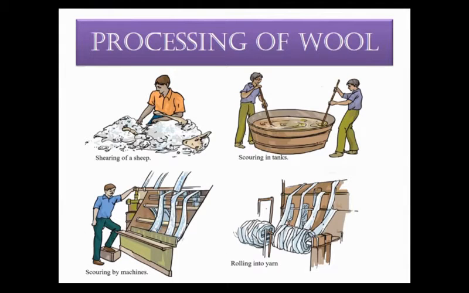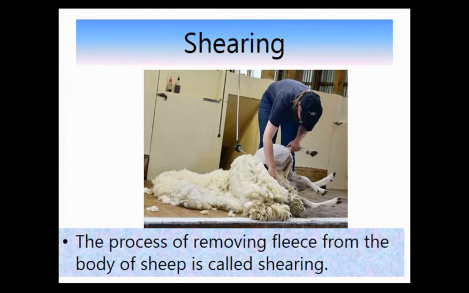Processing of wool involves various steps like shearing, scouring, carding, and rolling into yarn. So we will discuss all these steps one by one. The process of removing fleece from the body of sheep is called shearing, and it is generally done in early summer.